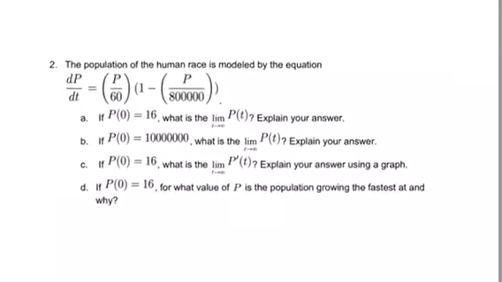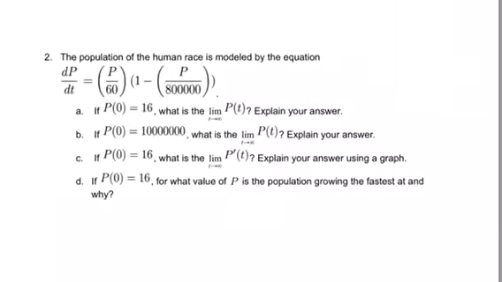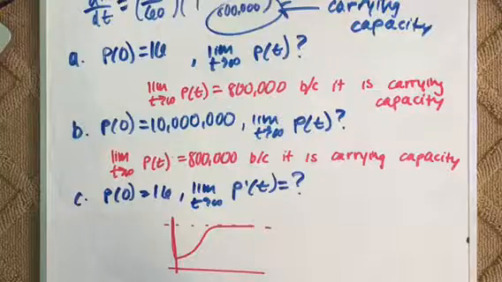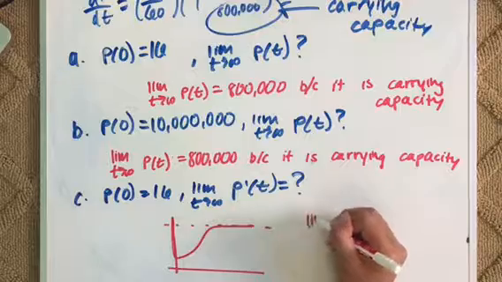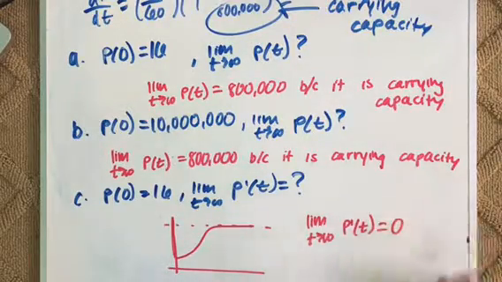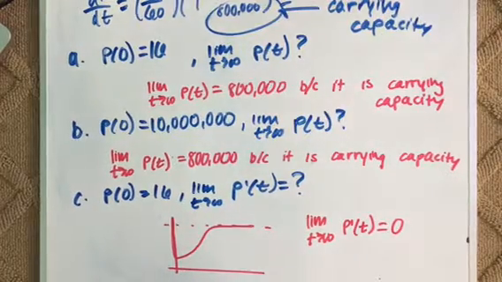If p of 0 equals 16, what is the limit as t approaches infinity of p prime of t? Explain your answer using a graph. So as you can see in my graph of p of t, as t approaches infinity, it just levels off and becomes 800,000. And the slope of the tangent, which is the derivative, gets closer and closer to 0 as t approaches infinity. So basically, our limit as t approaches infinity of p prime of t is 0.